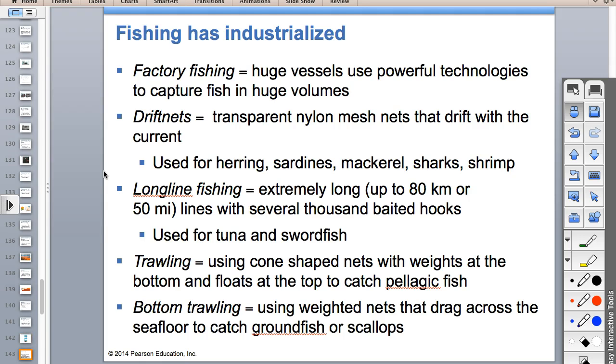Factory fishing is something else. I've seen some, like, my husband is always watching those Alaska shows, which, I mean, it's better than sports. At least it has a story to it.